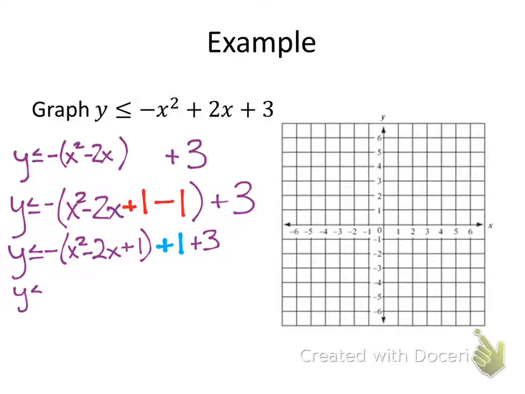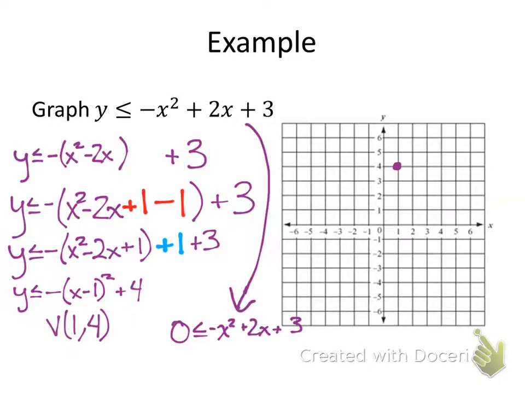So vertex form, y is less than or equal to negative (x − 1) squared plus 4. We now have it in vertex form, and we graph it. We realize, hey, wait a second, that axis of symmetry is going to run right through that vertex. Now let's find the intercept form.